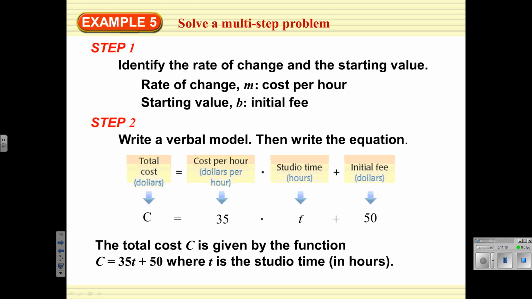So then T for our studio time in hours plus the constant in this, which is $50. That part will never change. This part may change depending on if you spend 1 hour or 10 hours. Okay? So the total cost C is given by this function. C equals 35T plus 50.